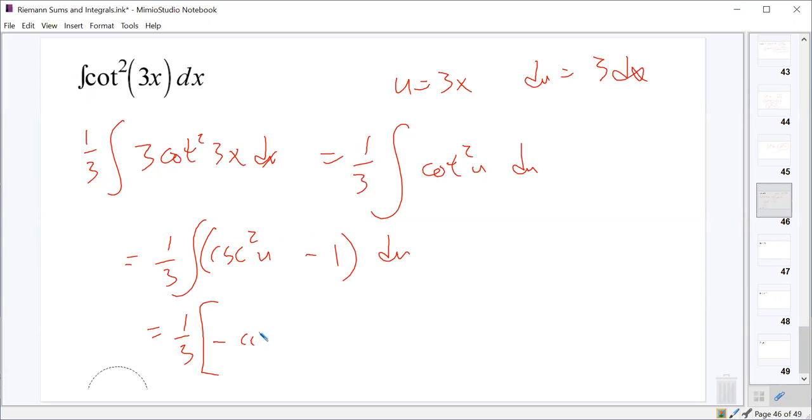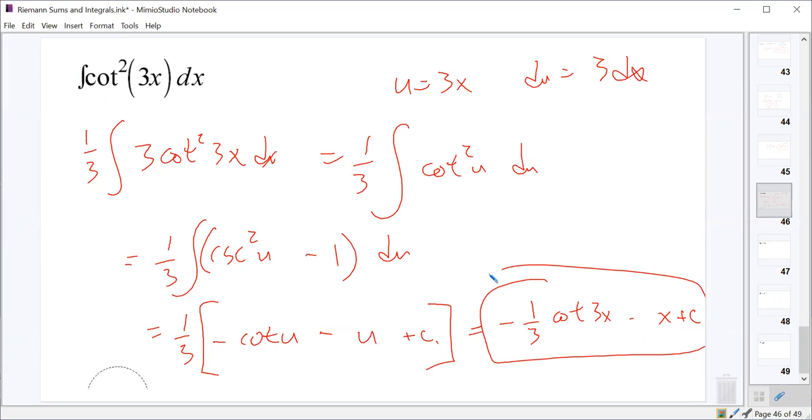Negative cotangent u minus u plus our constant. And if we distribute the 1/3 through here, we're going to end up with negative 1/3 cotangent 3x, minus 3x times the 1/3, which is just minus x, plus a constant. I'll just call that constant 1 again. Half the time I'll probably forget to call this some other constant, and it doesn't really matter if you do. It's not a big deal.